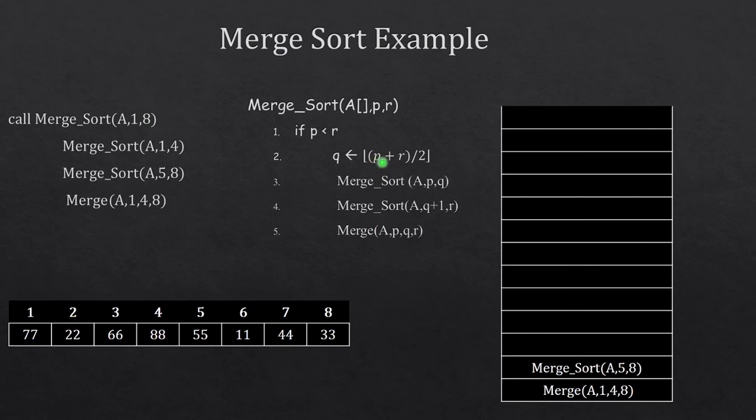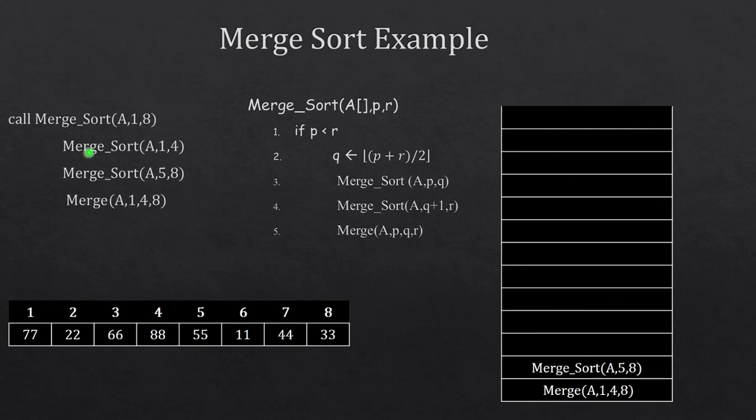Q equal to floor of (p plus r) by 2. 1 plus 8 is 9, 9 by 2 is 4. So again merge sort is called: merge sort of A, 1, 4, merge sort of A, 5, 8, and merge of A, 1, 4, 8. So this is a recursive call. So first this call will be executed and the other two calls will be pushed to stack. Inside that we have 3 function calls. So here I am calling merge sort again, and the remaining 2 function calls I am pushing to stack.